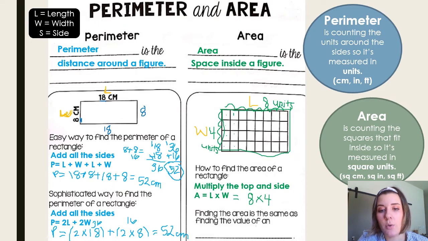So 8 times 4. To solve that, you can skip count. You could do repeated addition. Maybe you know it off the top of your head. I'll skip count. 4, 8, 12, 16, 20, 24, 28, 32. So I counted by 4s 8 times and got 32.